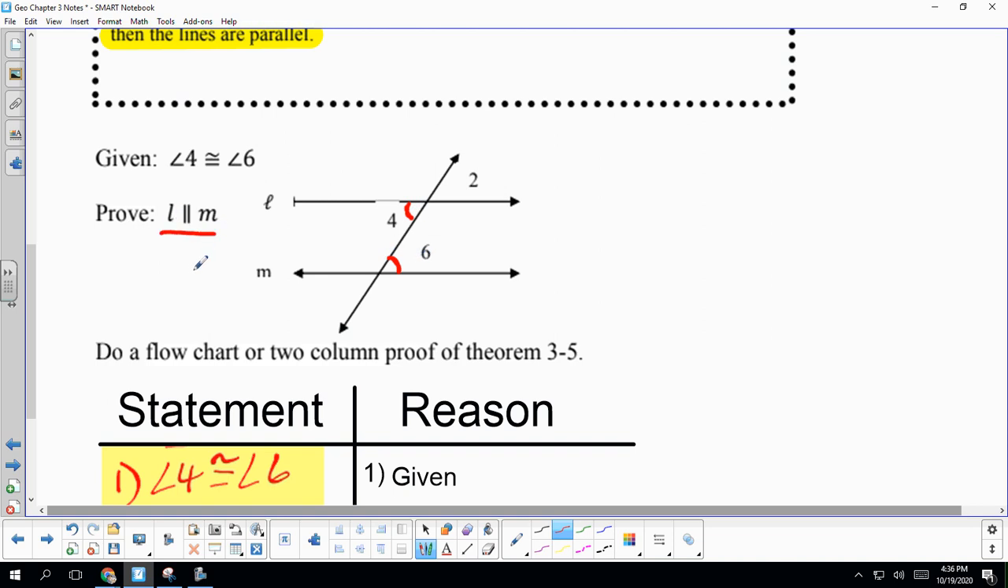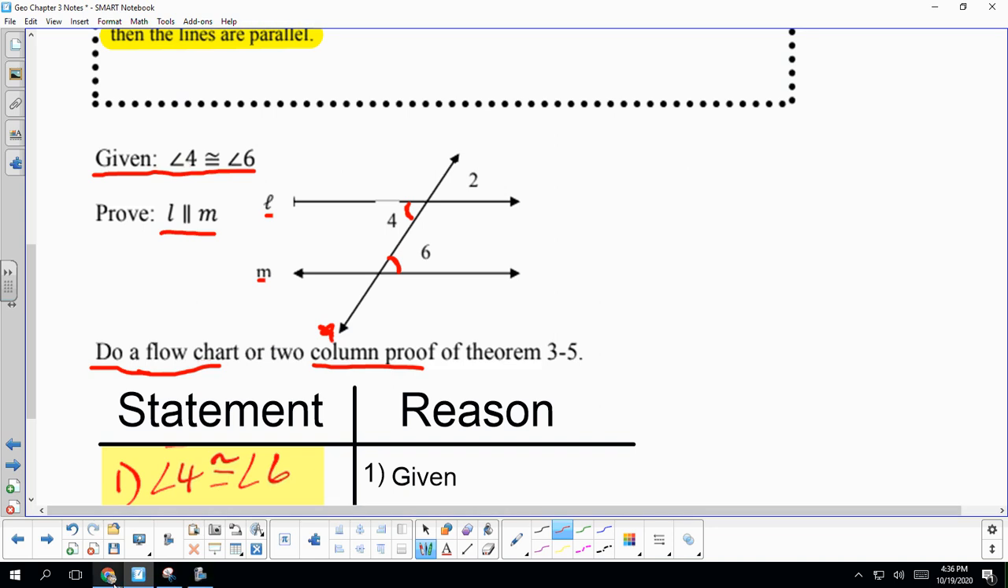Our goal is to get to line L is parallel to line M. It says do a flow chart or two-column proof. We are going to go ahead and do the two-column proof. I'm a math teacher, and I love putting things in tables. Flow charts are all right, and we'll see one later on. All right, so we are going to start with the given: angle 4 is congruent to angle 6.